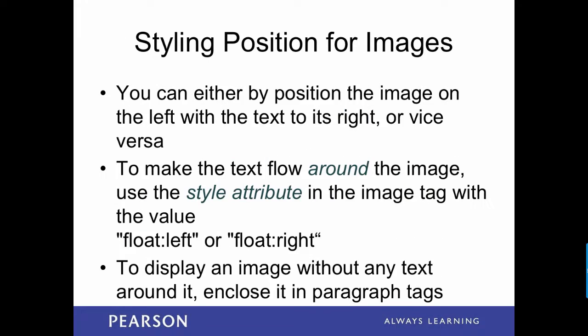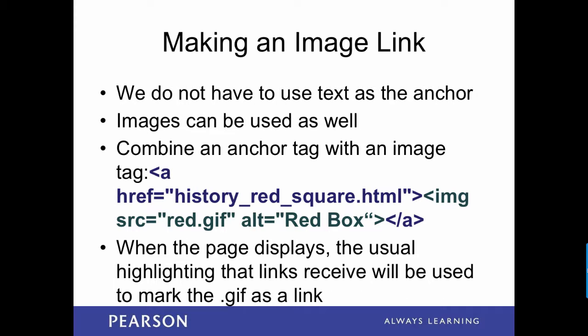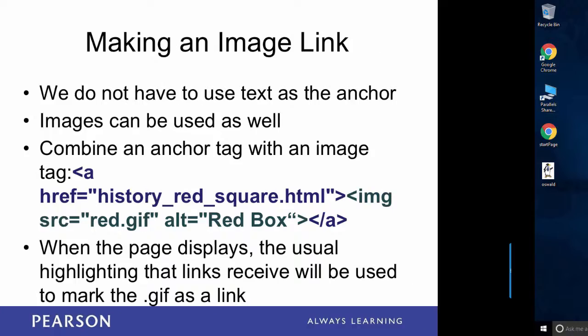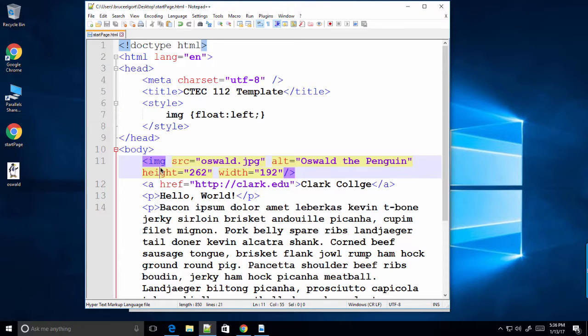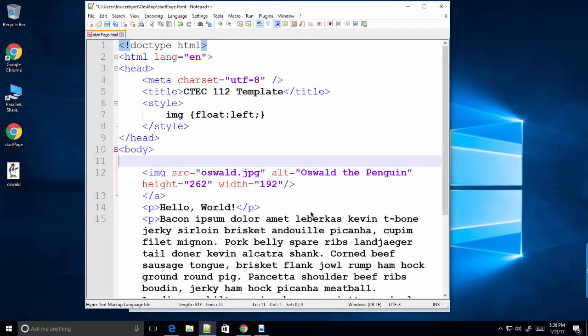So, we did cover that. We did that already. So, how do you make that image a link? I'm going to show it to you rather than going through the slide. What I want to do is get rid of this link here and simply make Oswald a link to Clark College. So what I'm going to do is copy the anchor tag here. I'm going to cut it, and put it before the image.